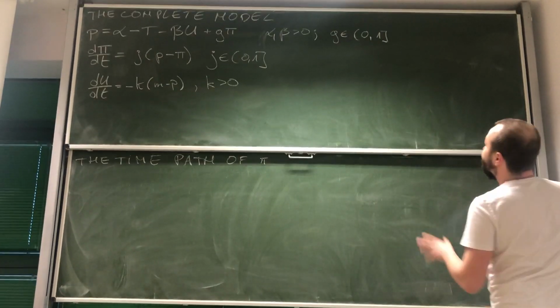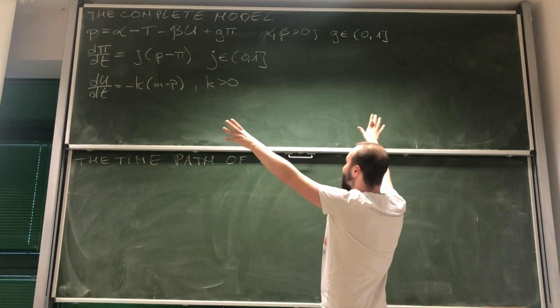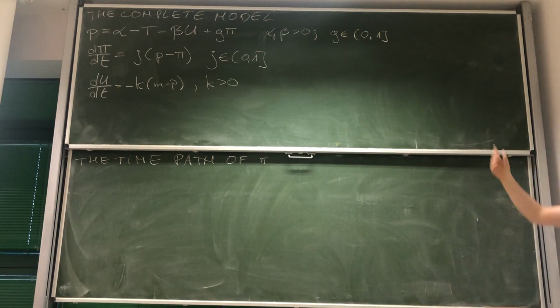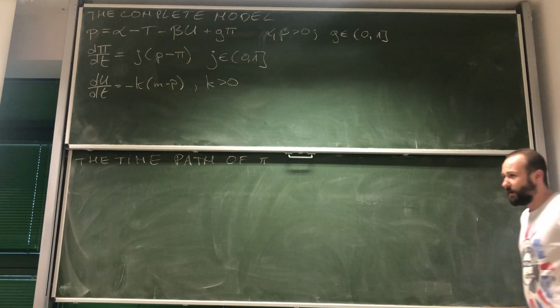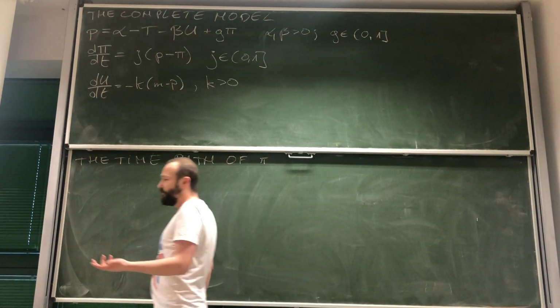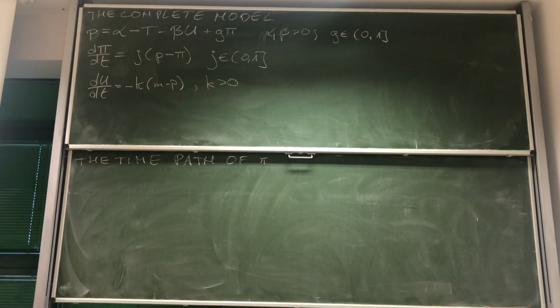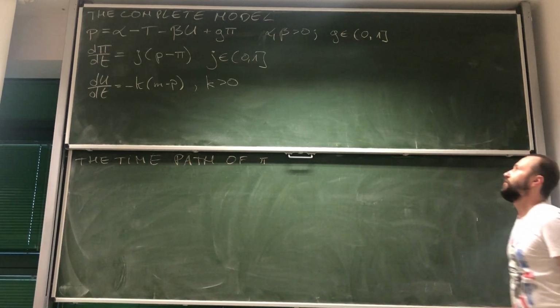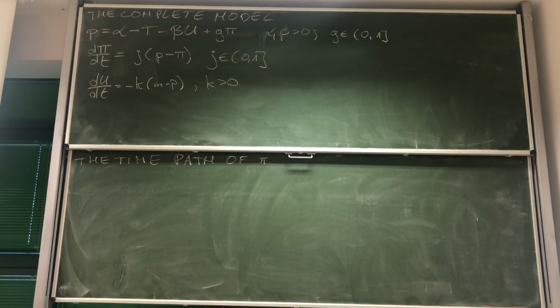Hi, in the previous video, we've set up the complete model of the Phillips curve relationship, so the interaction between inflation and unemployment. We've explained all the parameters, all the equations. Now we need to find the solution to the model.